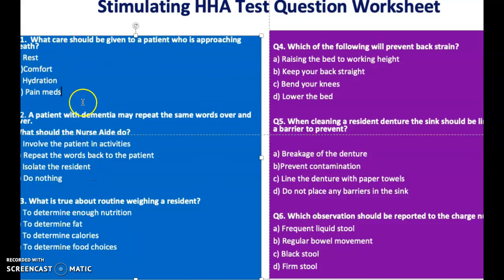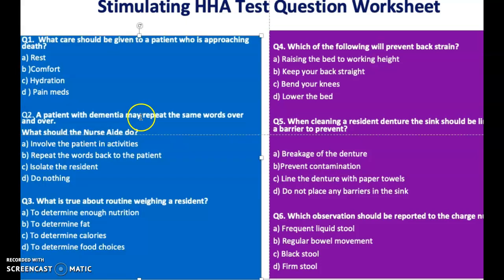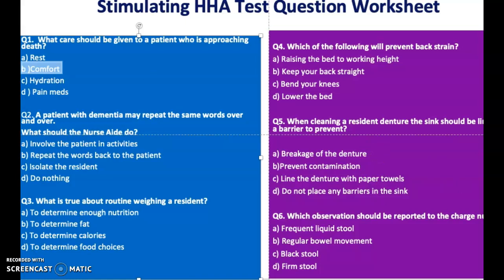So I have a question here. The first question asks what care should be given to a patient who is approaching death. We know a patient that is terminally ill and approaching death, you provide comfort for them. So B would be the correct answer for that question.